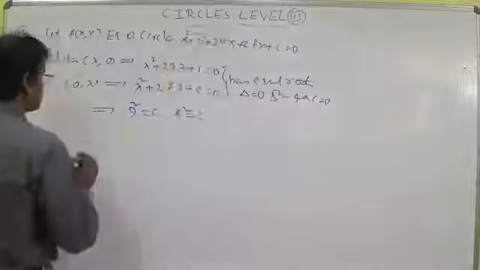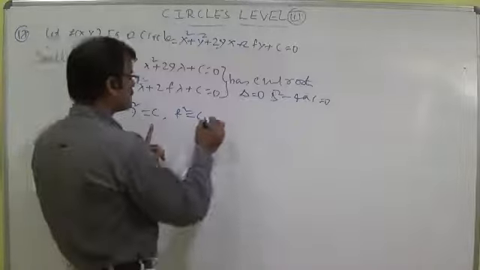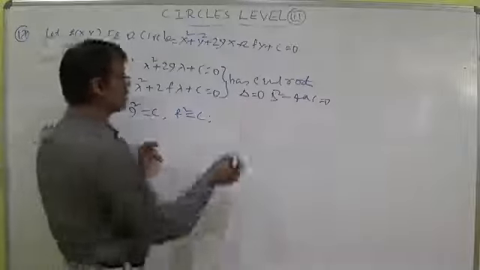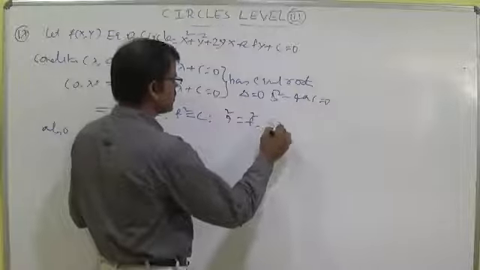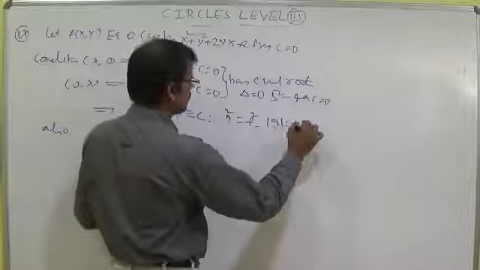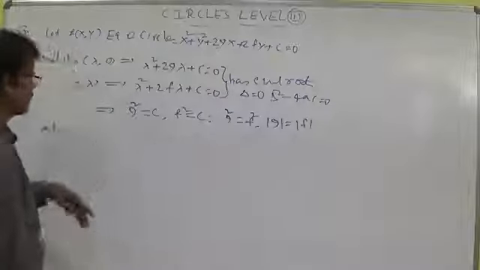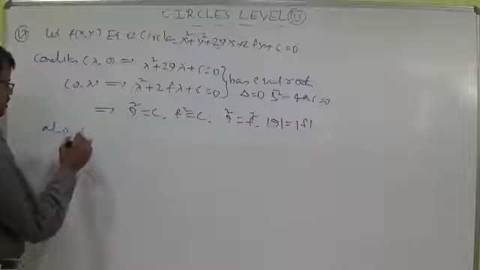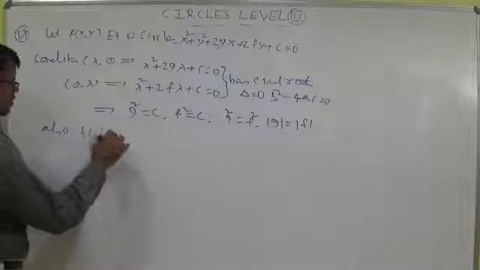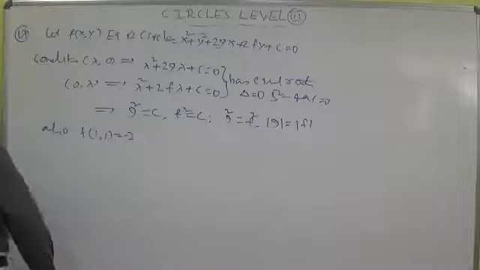Students, depending upon this g square equal to c, f square equal to c, you can say here g square is equal to f square, and mod g is equal to mod f, or g is equal to f and minus g equal to minus f, like the plus or minus value, the same value will be getting. Also the condition f(1, 1) is equal to -2.